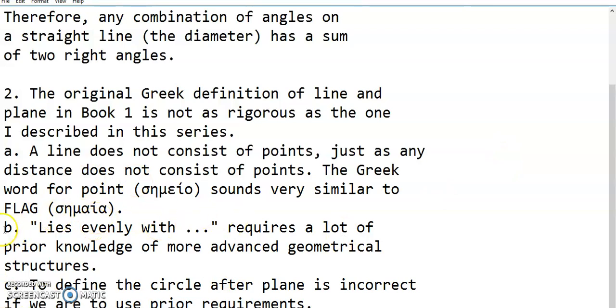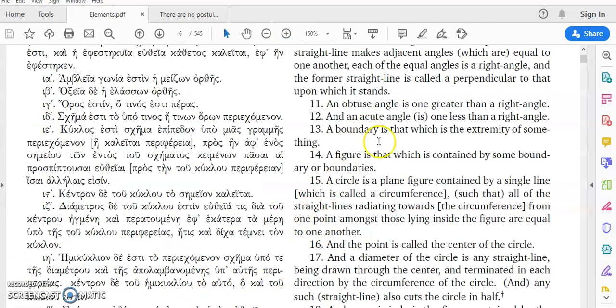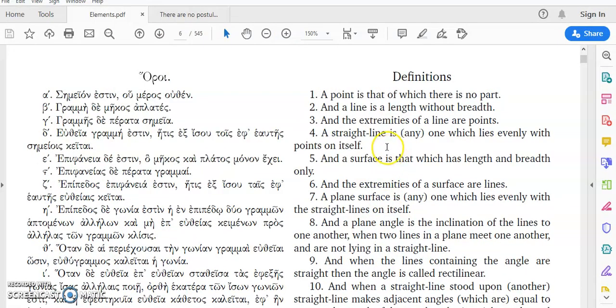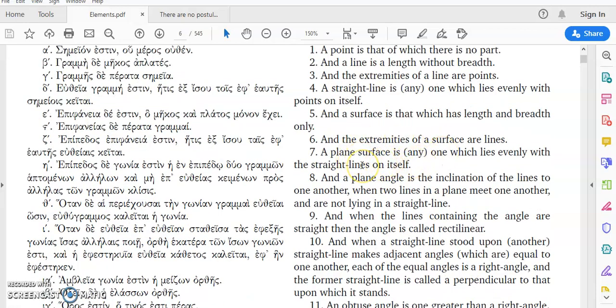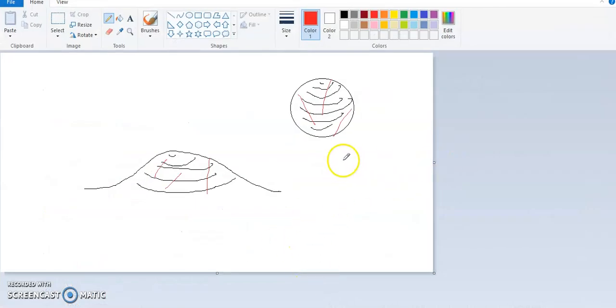The original Greek definition of line and plane in book 1 is not as rigorous as the one I described in the series. So in Euclid's Elements, Euclid doesn't use a circle to define a plane. He just says a plane surface is one that lies evenly with straight lines on itself. Now, that's not a good way to do it, because in order to imagine that, you'd have to fast forward ahead to new geometric objects like curved surfaces such as this, and then only in this case can you imagine there not being any straight lines that lie evenly on the surface. For example, this is a sphere and this is just a symmetrical curved surface, all right?